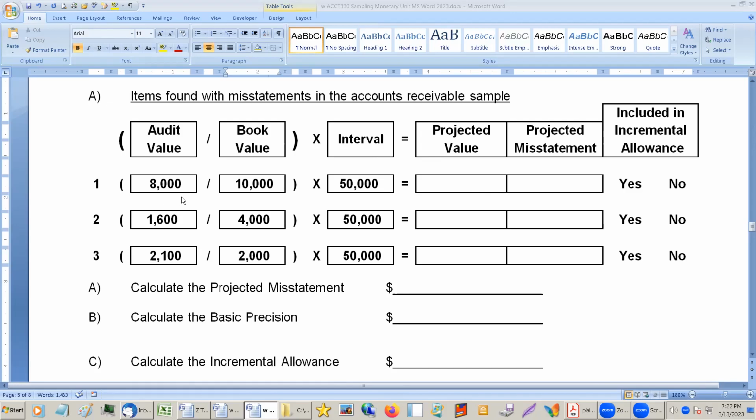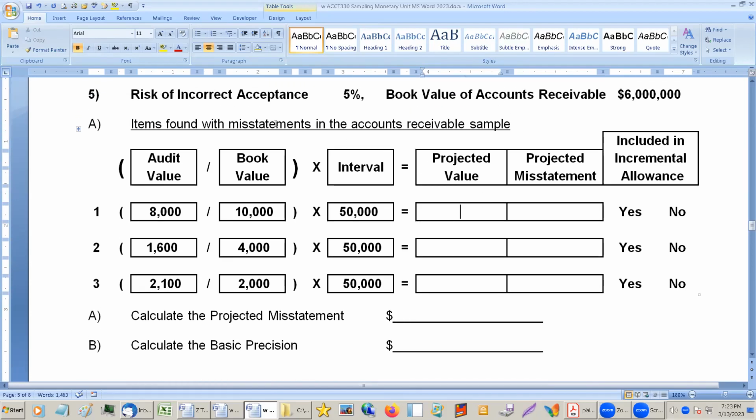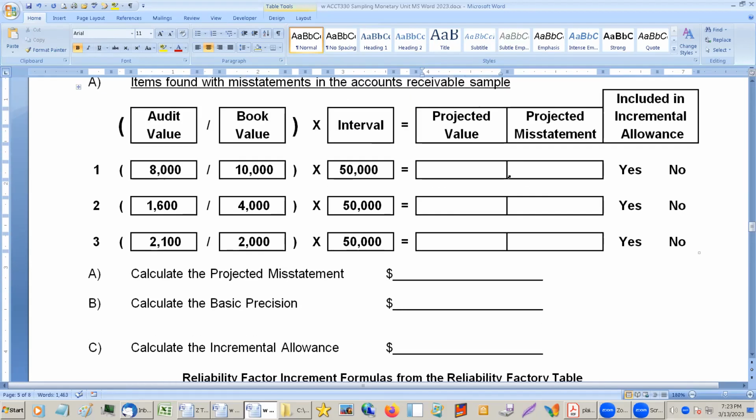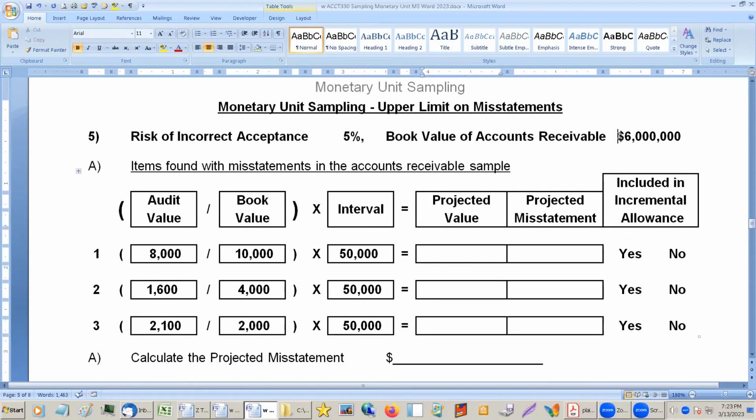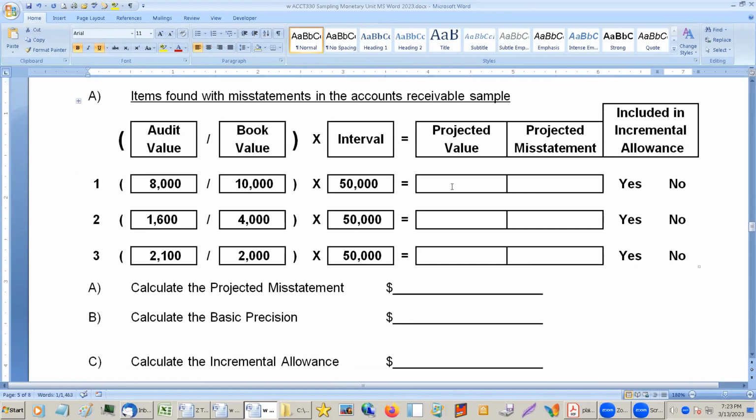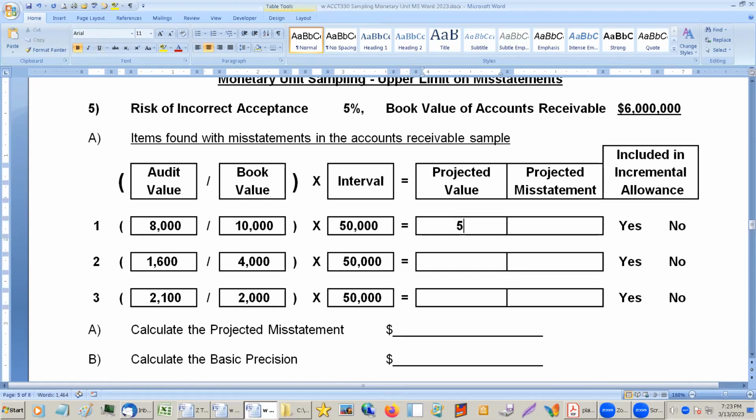So first one. And 8,000 divided by 10,000. Okay, so the projected value of this, and again, these are only the ones that have misstatements. This isn't all of them. Oh, here's a question for you. How many items were in our sample? I'm going to put the answer in here for a second. 40,000.